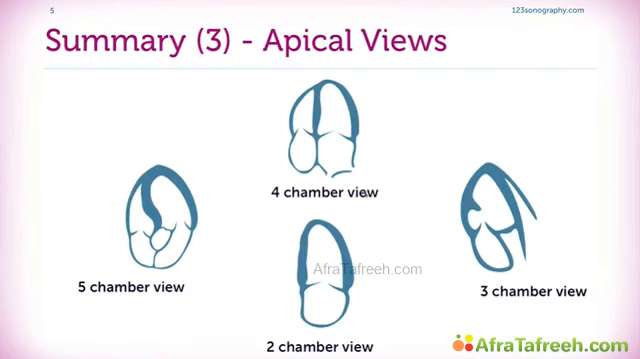The apical views are performed from the apex, which lies somewhere in the region of the fifth intercostal space. The probably most important view being the 4-chamber view, with the left ventricle, left atrium, right ventricle, and right atrium visible. And then you can rotate the transducer around the center axis, and you would get the 2-chamber view and the apical long axis view. And if you tilt the transducer upwards, you would get the 5-chamber view.